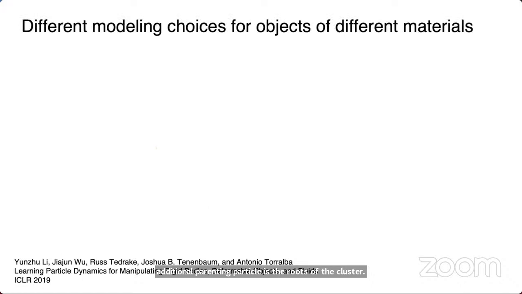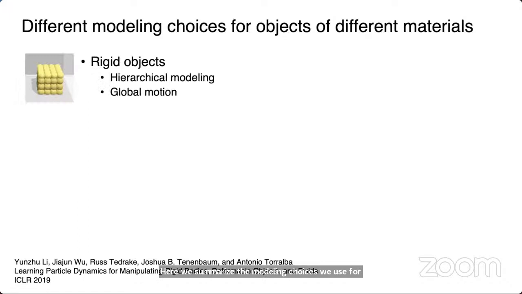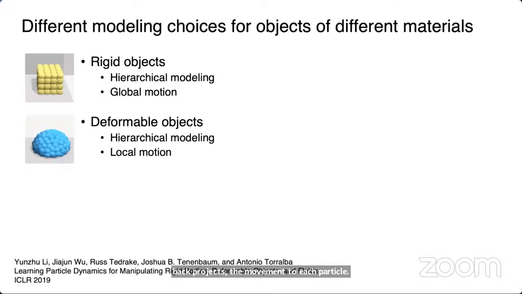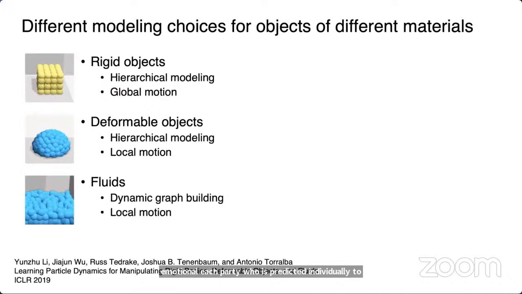Here we summarize the modeling choices we use for objects of different materials. As we discussed before, we use hierarchical modeling for rigid objects. In order to maintain the rigidness of the object, we predict a global motion for the entire object and back project the movement to each particle. For deformable objects, we use hierarchical modeling, but the motion of each particle is predicted individually to model the deformation of the object. For fluids, we use dynamic graph building where each particle only connects to nearby particles, and similar to the deformable object, each fluid particle will also have its own motion.